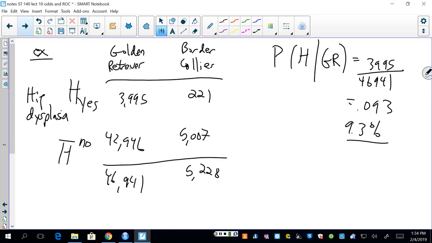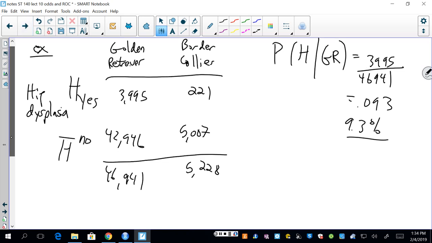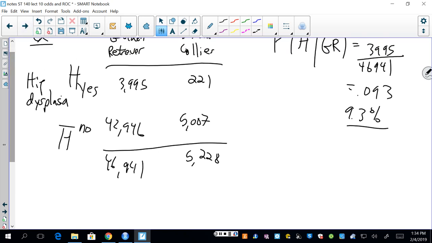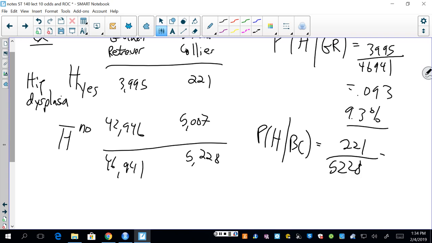Among border collies, though, you could look at that conditional probability, the chance of hip dysplasia among the border collies. They had 221 out of their 5,228. That's a rate of 0.042.